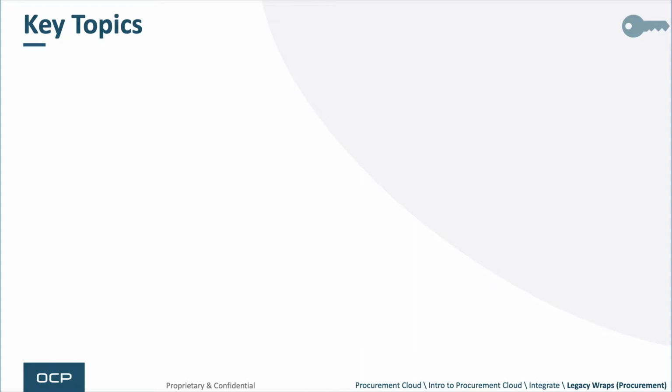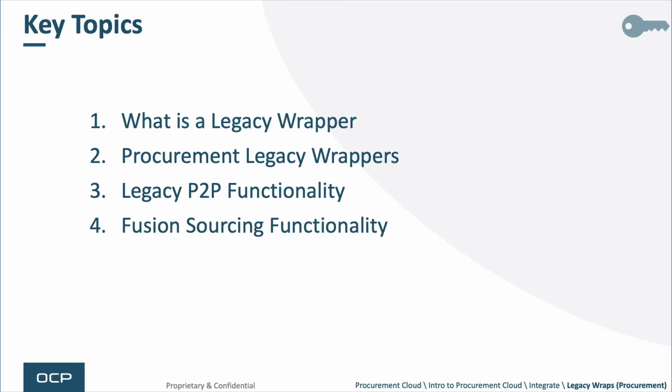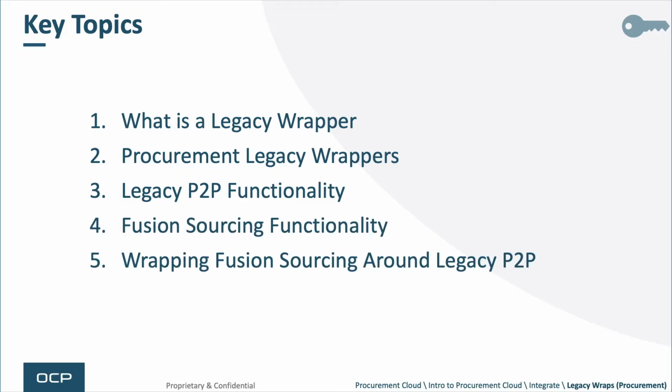Okay, so here are the key topics for this presentation. What is a legacy wrapper? Procurement legacy wrappers, legacy P2P functionality, Fusion sourcing functionality, and finally, wrapping Fusion sourcing functionality around legacy P2P.